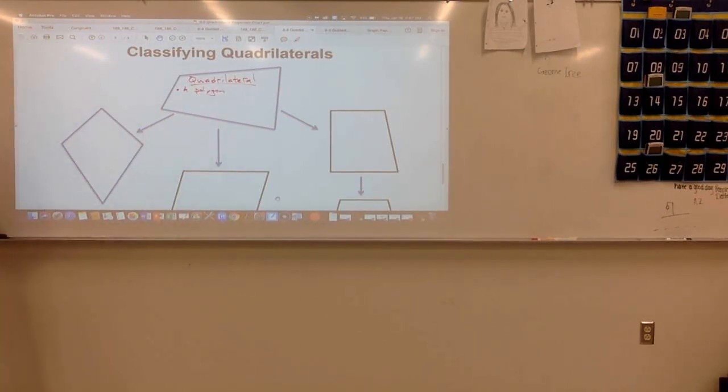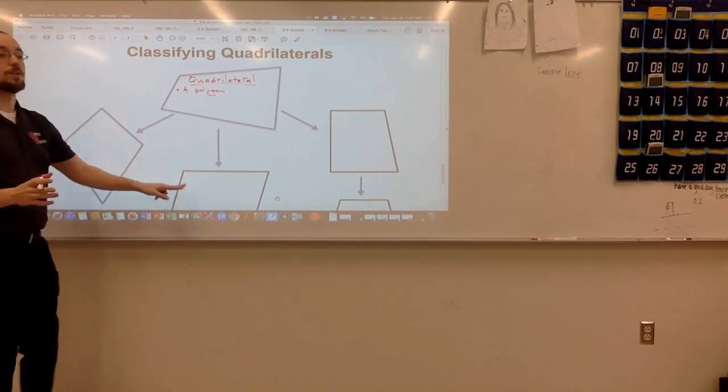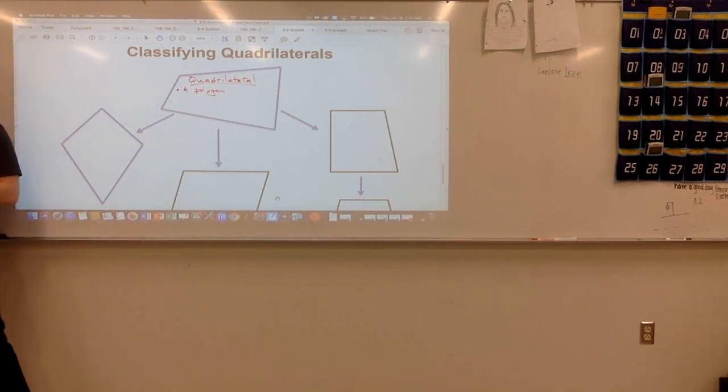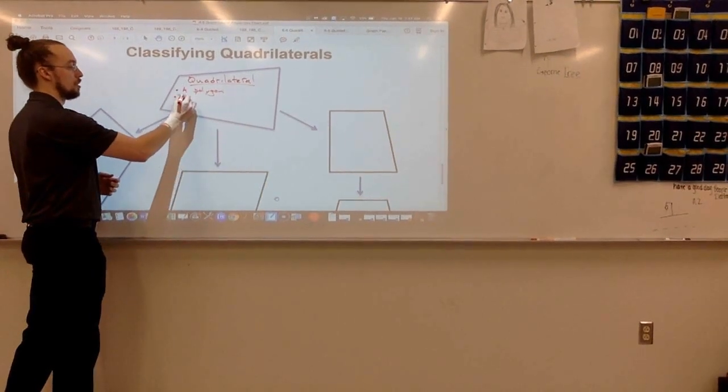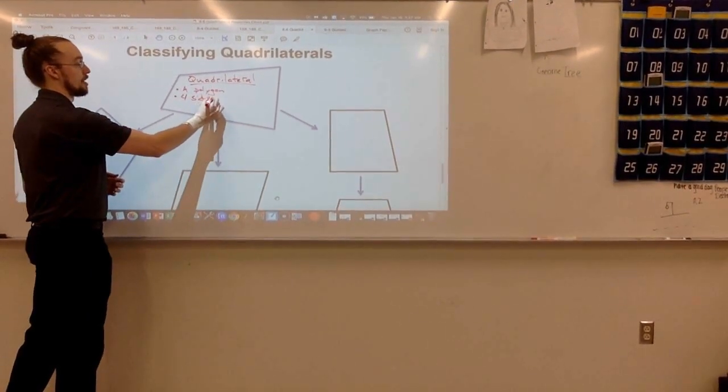Opposite sides would be parallel, not of just a general quadrilateral. That'll be true when we get down to parallelogram. It has to have 4 sides. That's true. It's got to be lateral.